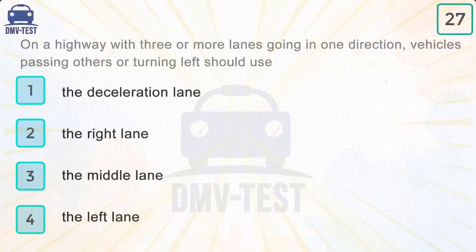On a highway with 3 or more lanes going in one direction, vehicles passing others or turning left should use the deceleration lane, the right lane, the middle lane, the left lane.